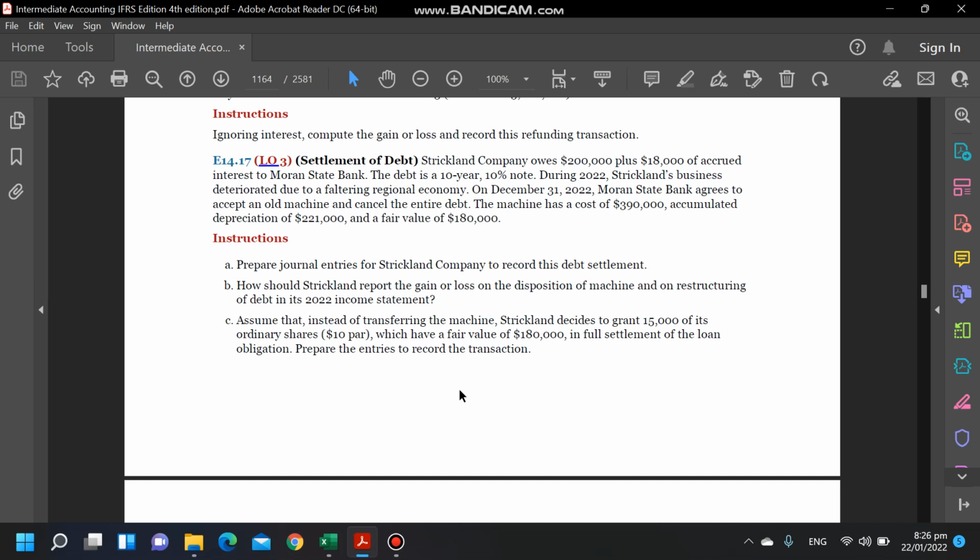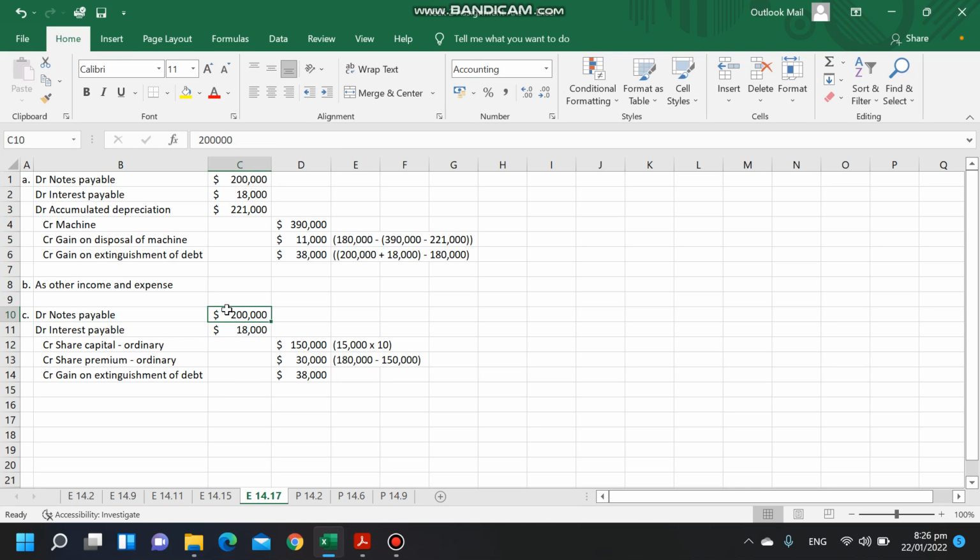So again, we just change the transfer of the asset to equity. So we will still debit the same thing, which is the notes payable 200,000, interest payable 18,000, and then we will credit the share capital ordinary by 150,000 from 15,000 times $10 of par value, and then credit share premium ordinary, which is 180,000 minus 150,000, and then the gain on extinguishment of debt will still be the same 38,000.